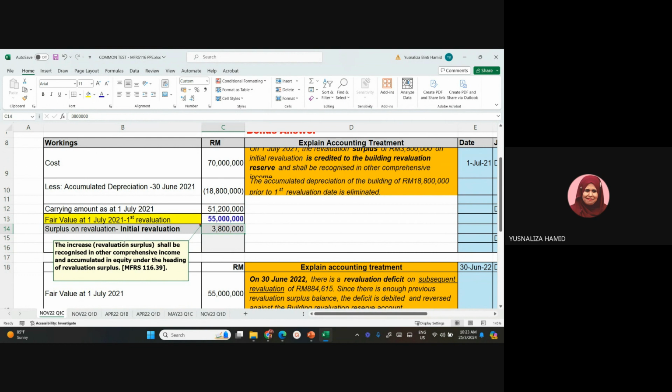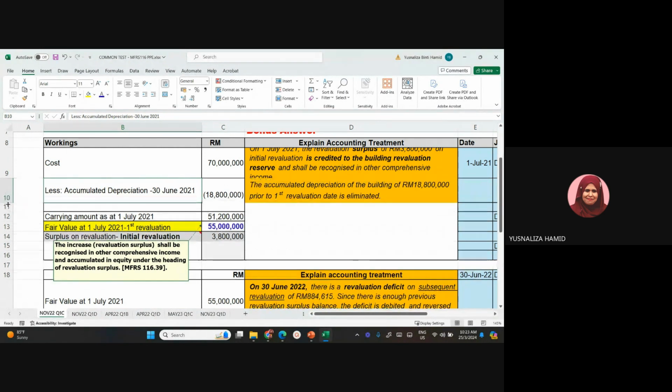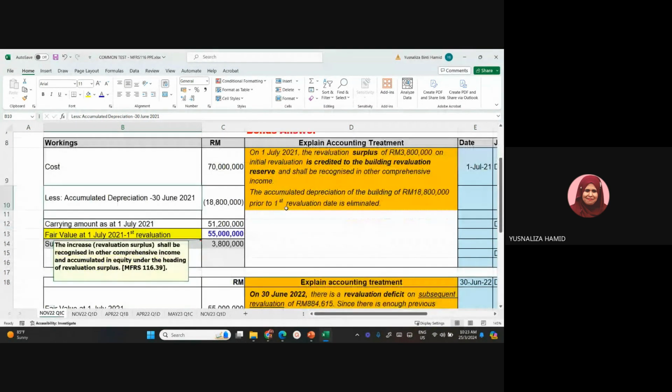So what does it mean? It means that you should go and credit that to the equity section, which is under the heading revaluation surplus. So you're going to credit asset revaluation reserve for the item building, and at the same time you are going to debit the item building. I have put here some information regarding the accounting treatment. So let us look at what the accounting treatment is for that.